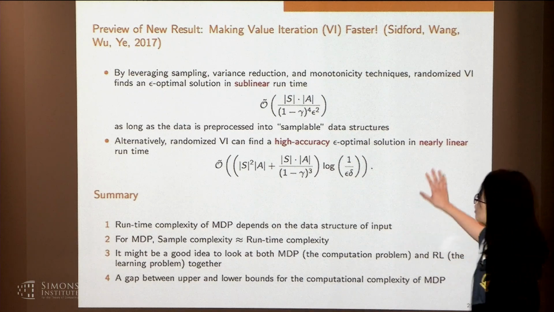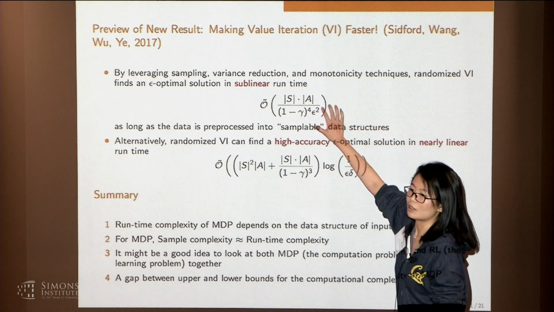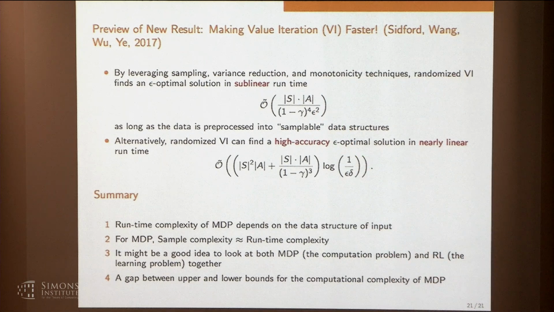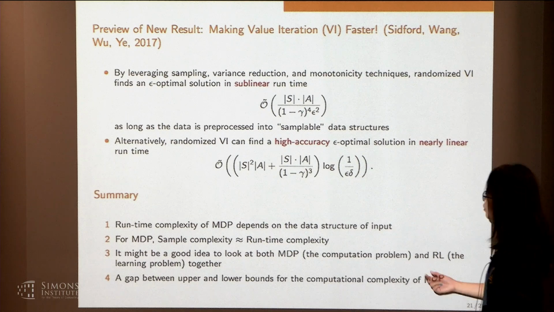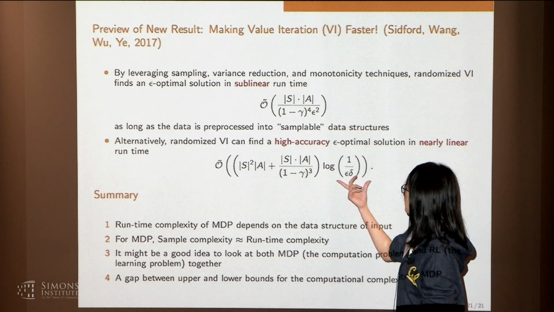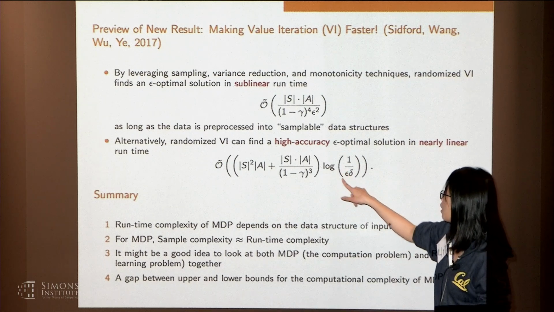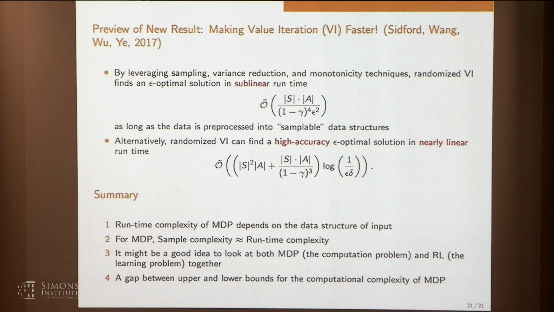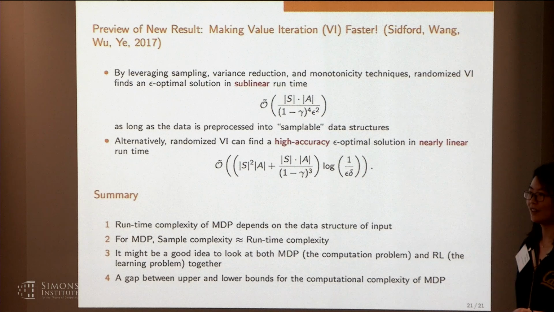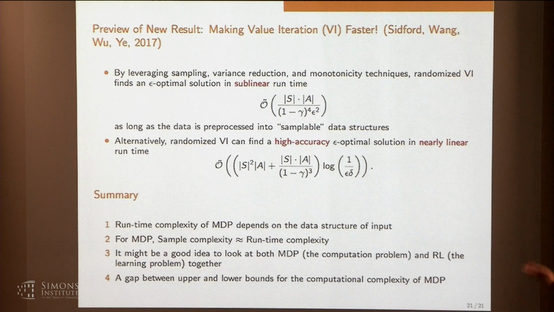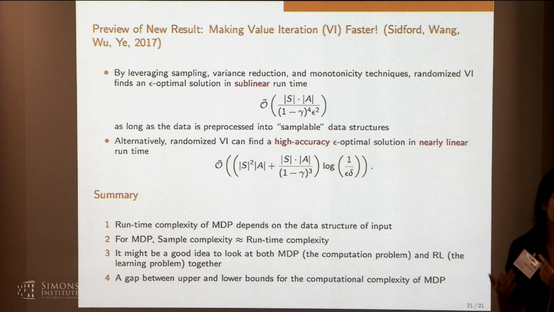Okay, and alternatively, if we do not like this epsilon squared dependence, we can spend more time on pre-processing to get a high accuracy epsilon-optimal solution. So an alternative solution is we can get a logarithmic, log 1 over epsilon dependence by doing pre-processing every few iterations. So this is joint work with Aaron Sidford, Carrie Wu, and Yinyu Ye. Okay, and we are trying to push the limit and see whether we can close this gap.